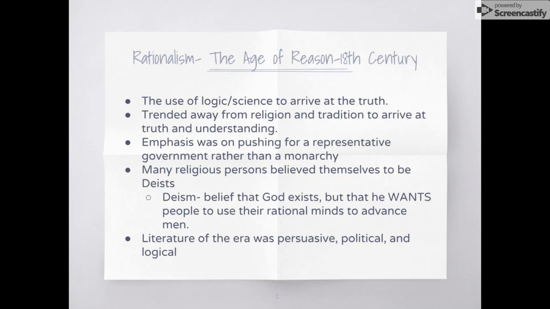First of all, how does this fit into American literature? This goes back to the 18th century and rationalism. It's the age of reason. It's the use of logic and science to arrive at the truth, and it trended away from religion and tradition. This makes sense because we were trying to set up a government and we were trying to move away from a monarchy and switch to a representative government that had a belief of a division of church and state.